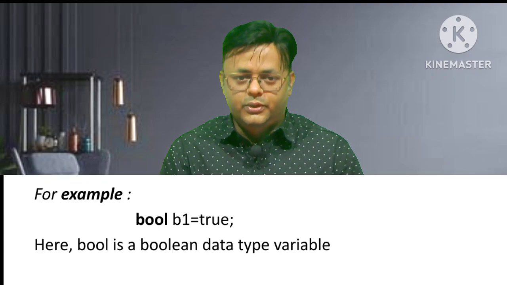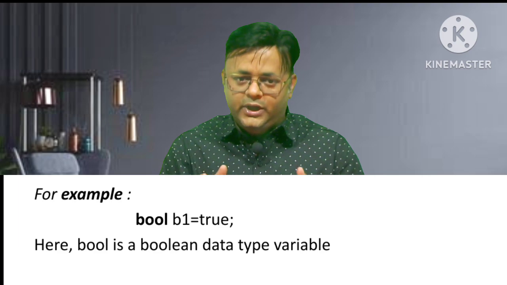The fourth one is Boolean. The keyword used for the Boolean data type is bool. Boolean data type is used for storing logical values. It can store either true or false. It requires 1 byte of memory space. For example, bool b1 equals to true, where bool is a Boolean data type variable.